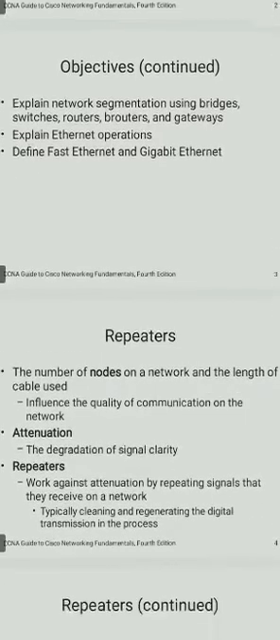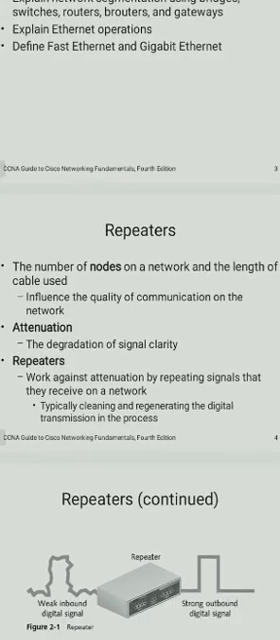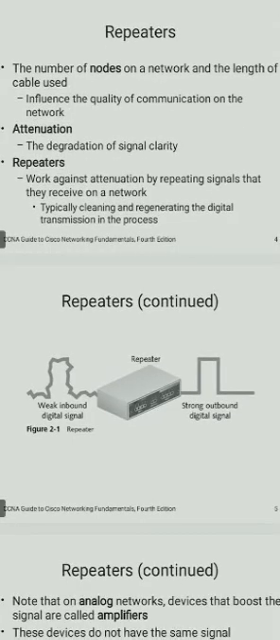So here we are going first to discuss the repeaters. The number of nodes on a network and the length of cable used influence the quality of communication on the network. Attenuation is the degradation of signal clarity. Repeaters work against attenuation by repeating signals that they receive on a network, typically cleaning and regenerating the digital transmission in the process. This is the picture of the repeaters.